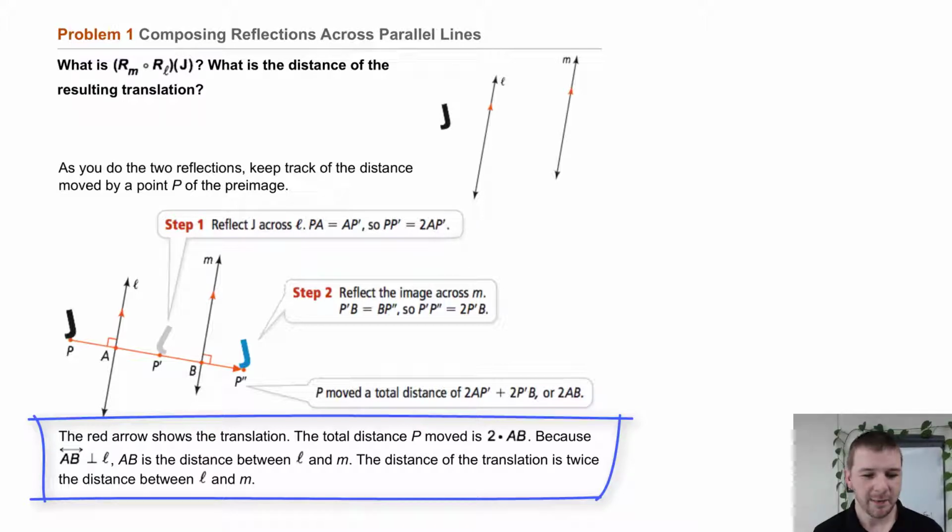Because line AB is perpendicular to line L, AB is the distance between L and M. The distance of the translation is twice the distance between L and M.